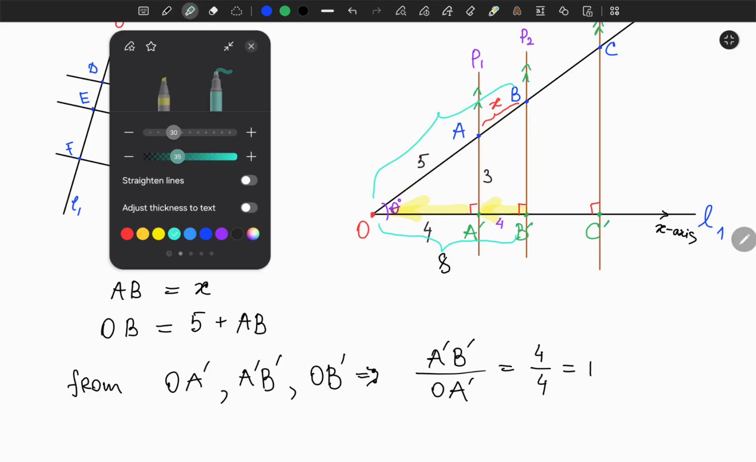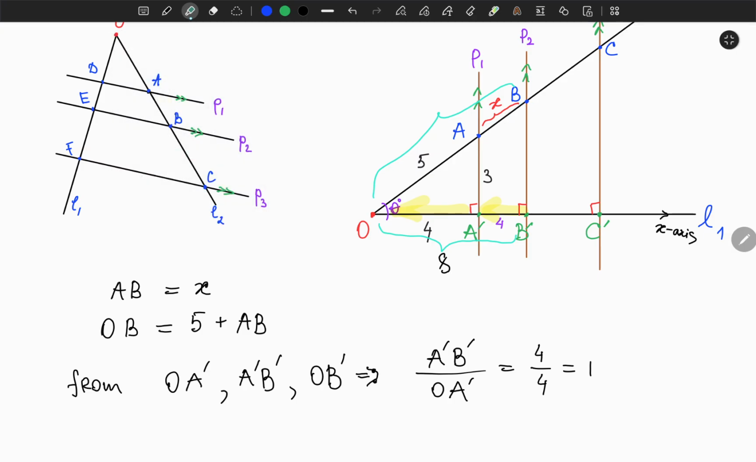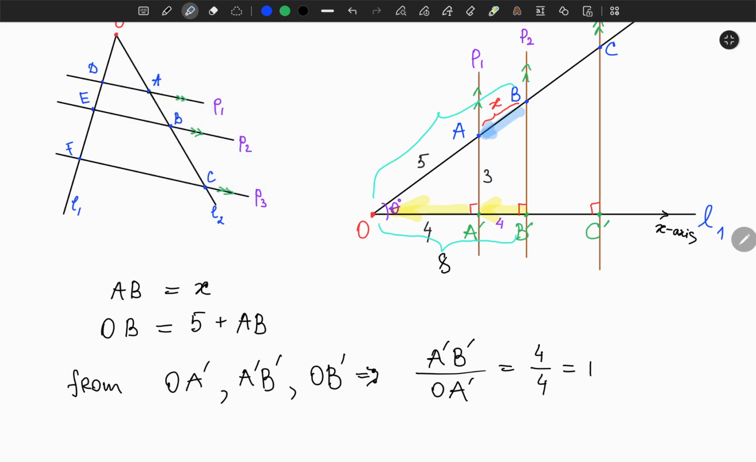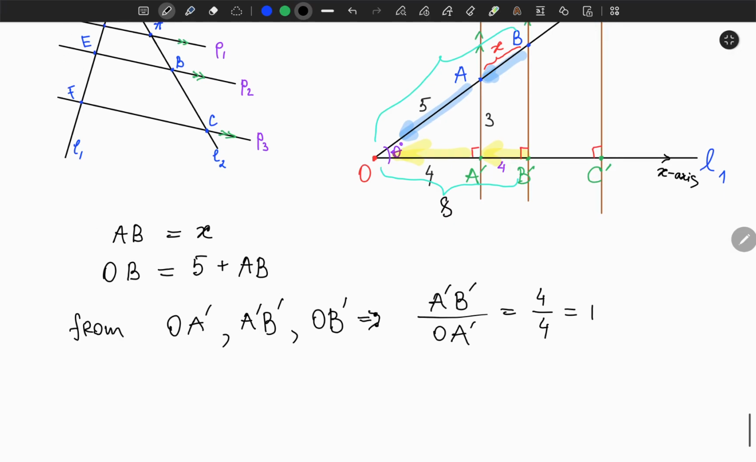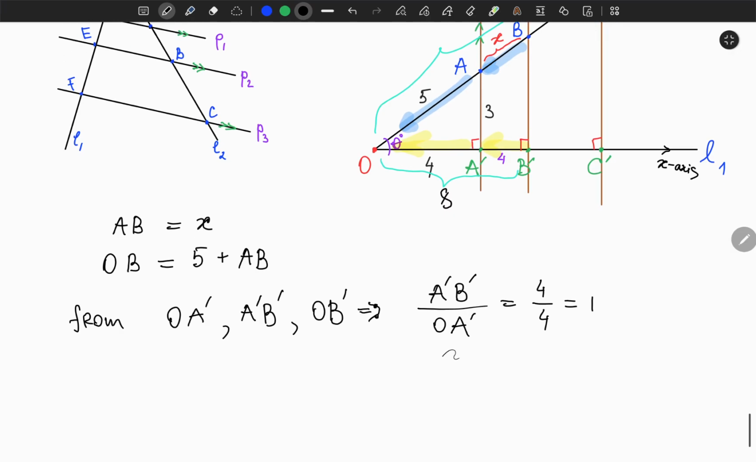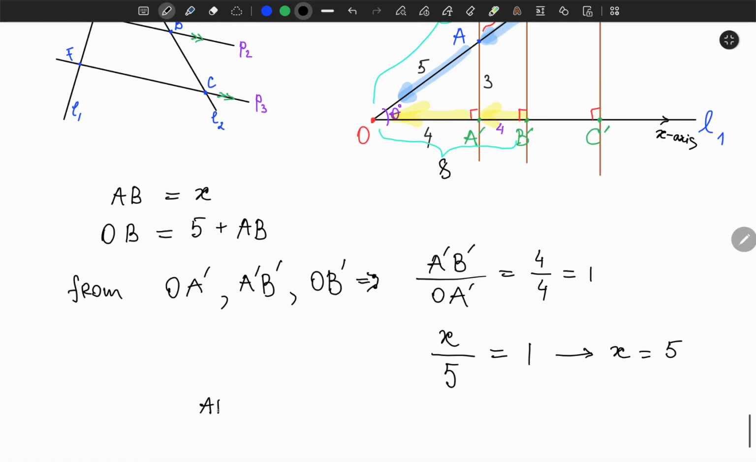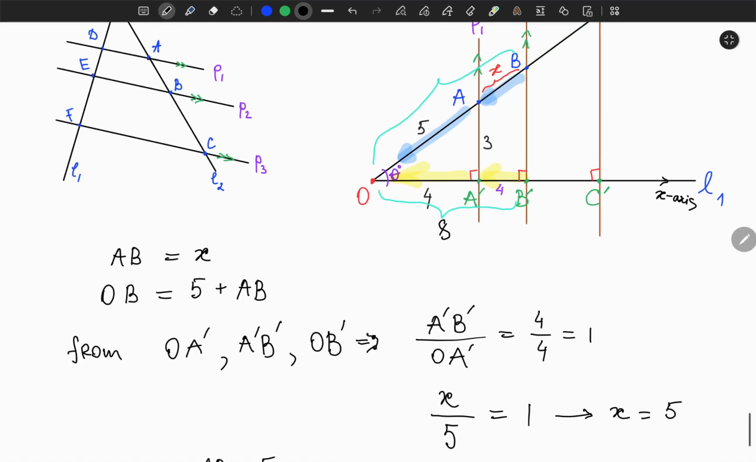Okay, let me change the highlight color. Here to here we're going to come up. So it's going to be X to 5 equal the same story with 1, which we can get our X to be 5. And we got it, our AB is 5.